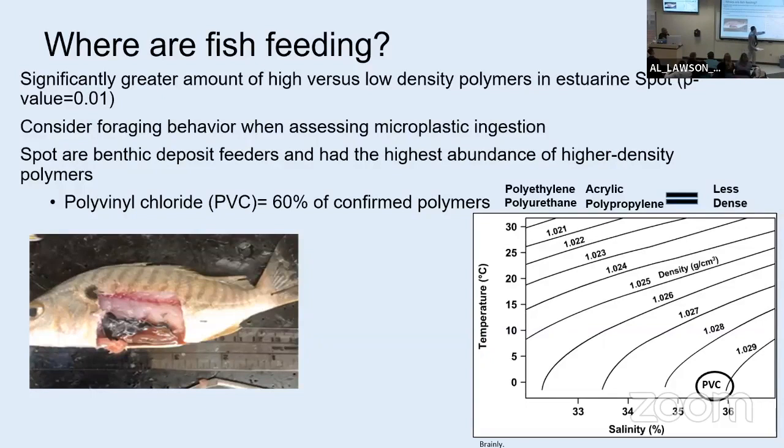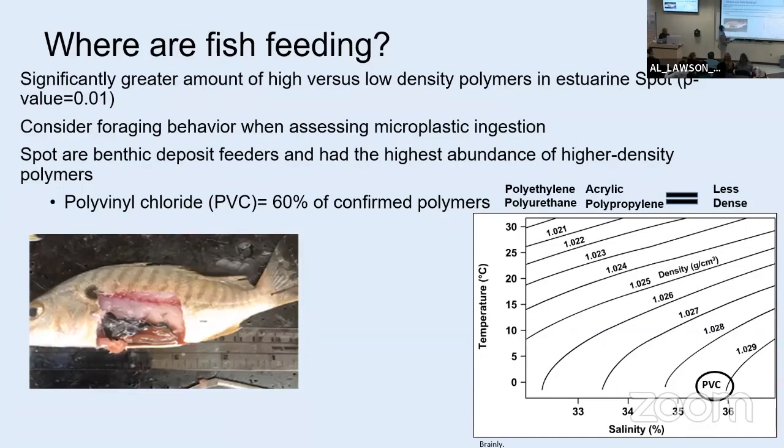So when we look at a temperature and salinity profile, this is all ambient seawater. Most of our polymers we detected are relatively less dense than the ambient seawater. So polyurethane, polyethylene, acrylic, and polypropylene are all relatively less dense, all except for PVC. PVC is always consistently greater, had a higher density than ambient seawater.